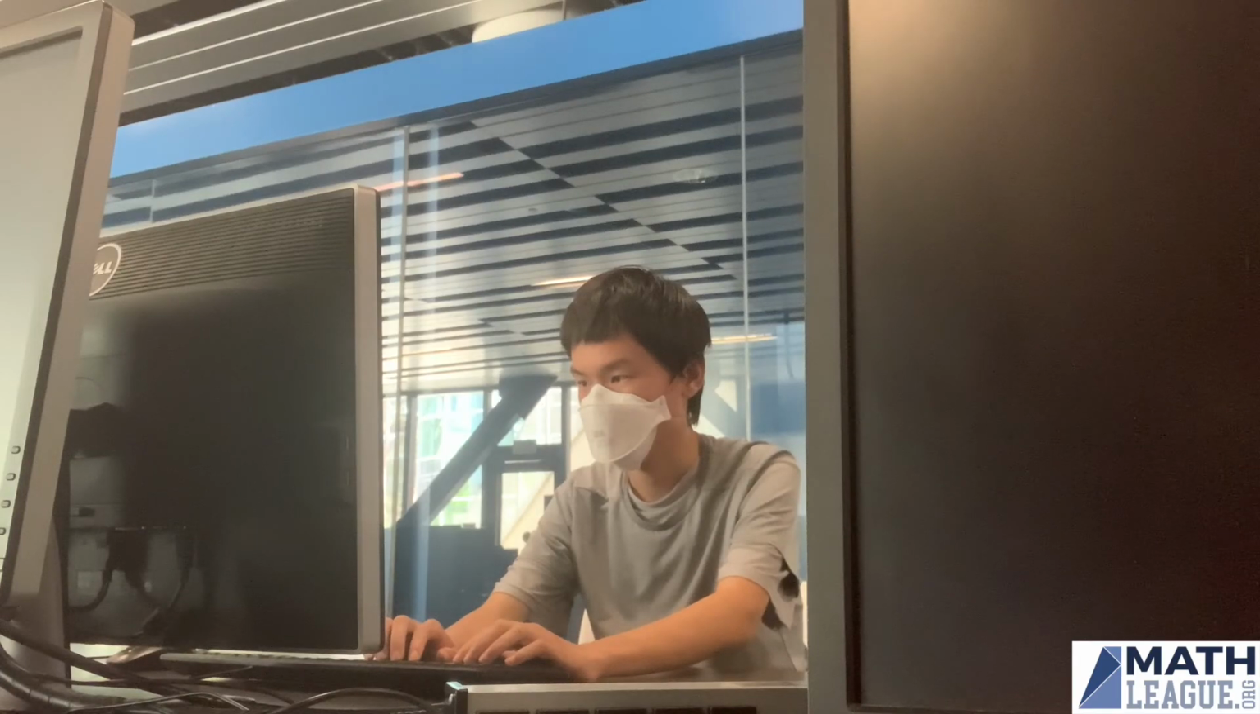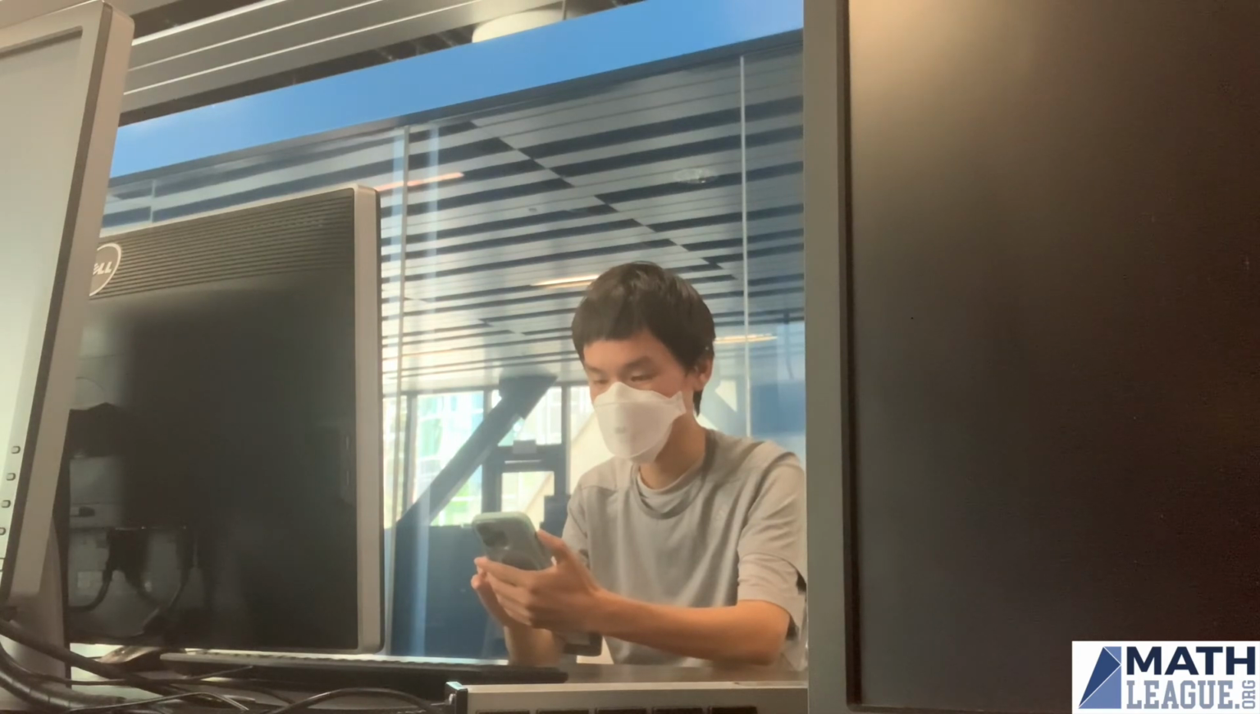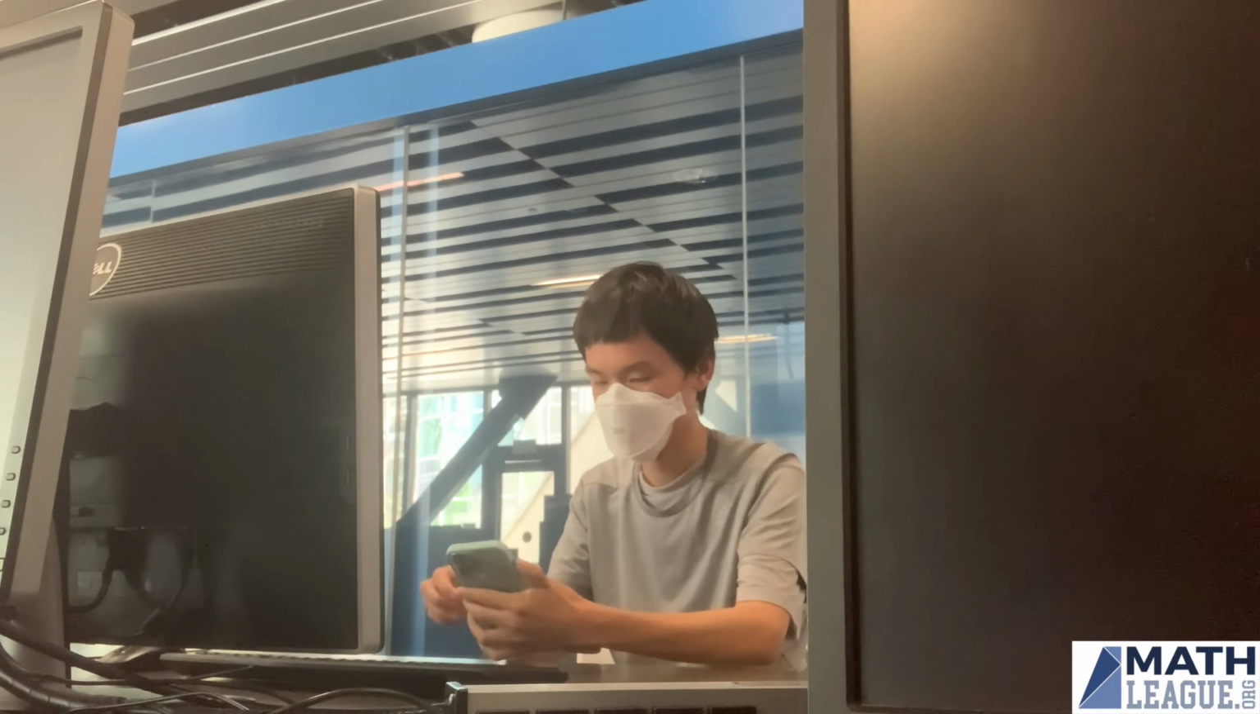This ends up being 6905. Good thing calculators are allowed on the team round. And this is divisible by 5, so we divide out the 5. I can just calculate that out to be 5 times 1381. Now I just need to factorize 1381 unless that's already a prime.